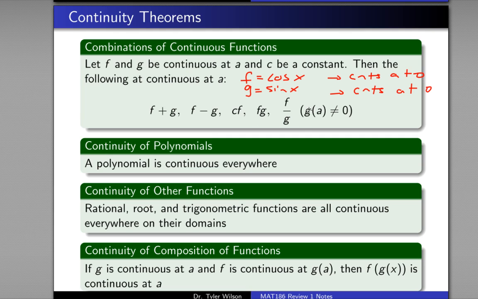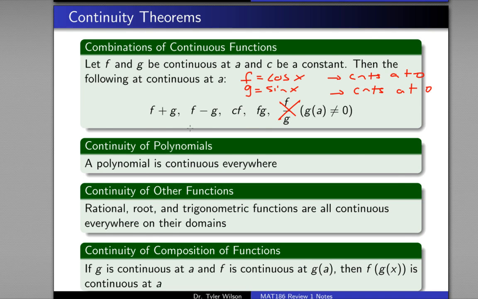And actually we have a situation here where this is false. Because cos x is continuous at 0, no problem. Sine x is continuous at 0, no problem. But sine of 0 is 0. So this is actually a situation where this would not be true. So cos x divided by sine x is not continuous at 0, because sine x, the bottom part, is 0 when x equals 0. So just some examples of things that you know.